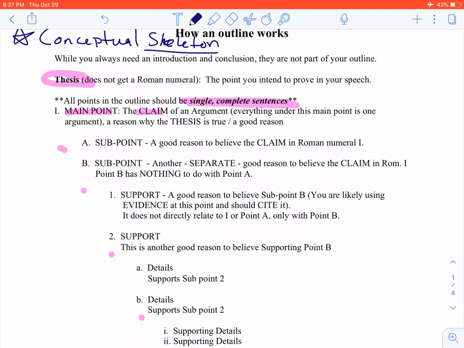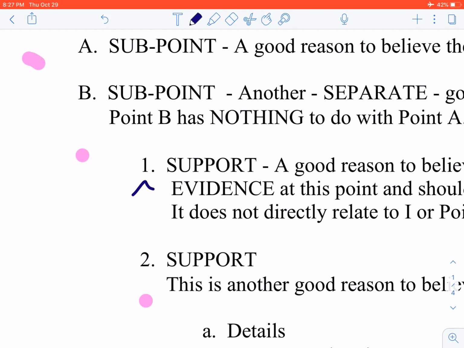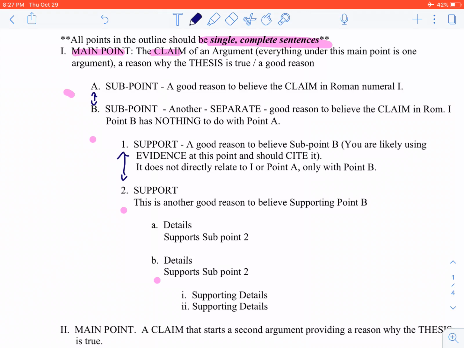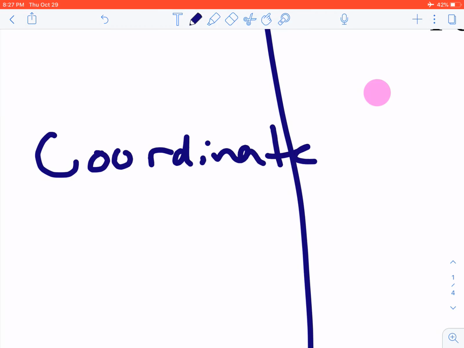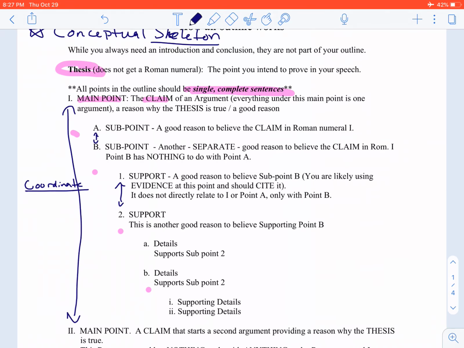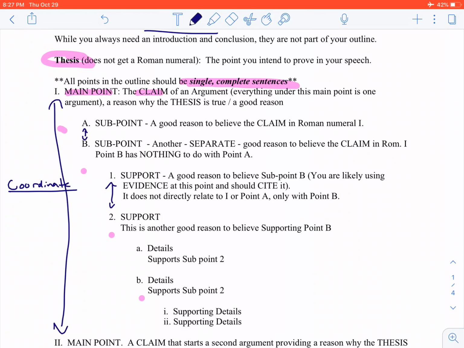I want to take a minute to talk about that to make sure we're using the same terms and concepts when we're talking about points. When we're talking about points that are on the same level, whether they're ones and twos, or the relationship between A and B, or between Roman numeral 1 and Roman numeral 2, you're talking about points that are coordinate. Coordinate points work together in the same way to answer a question at that same level.